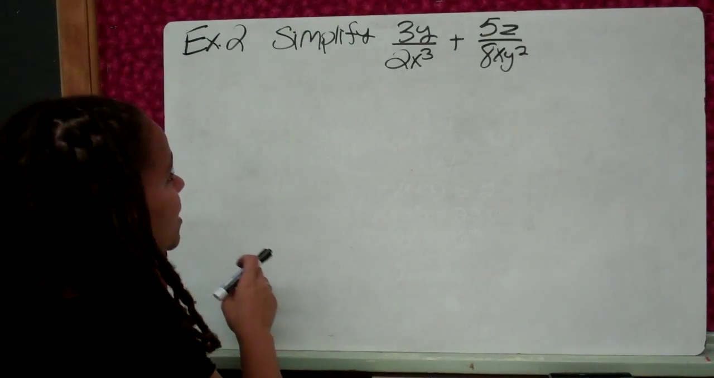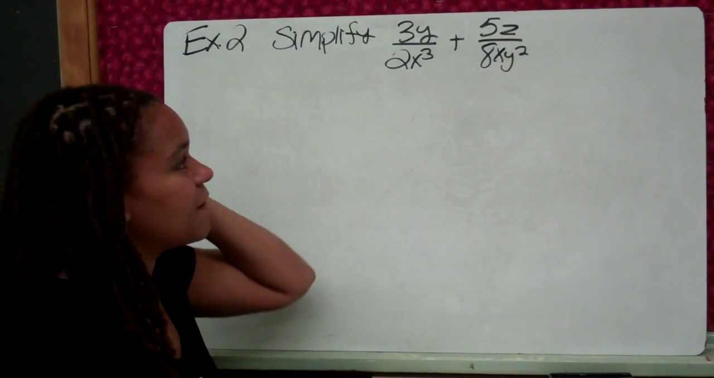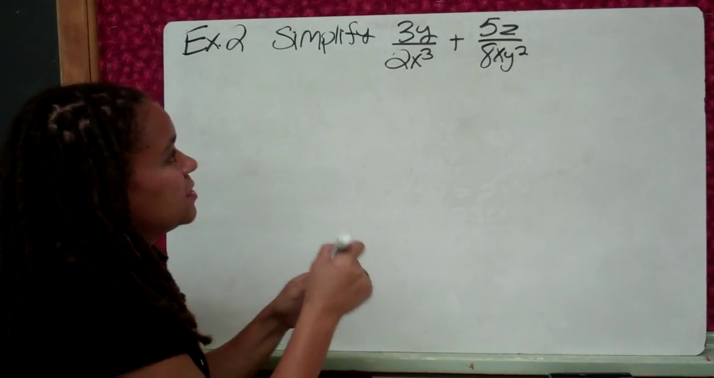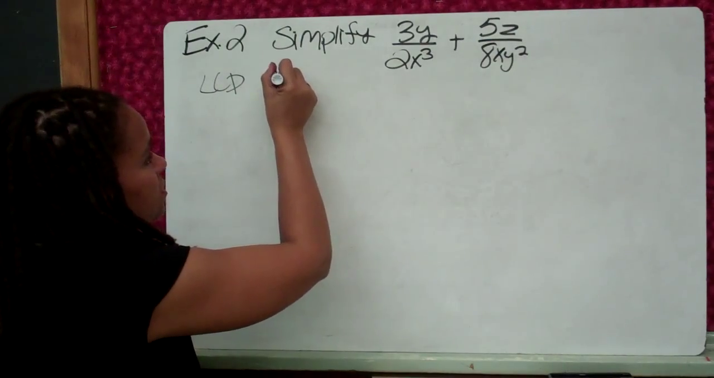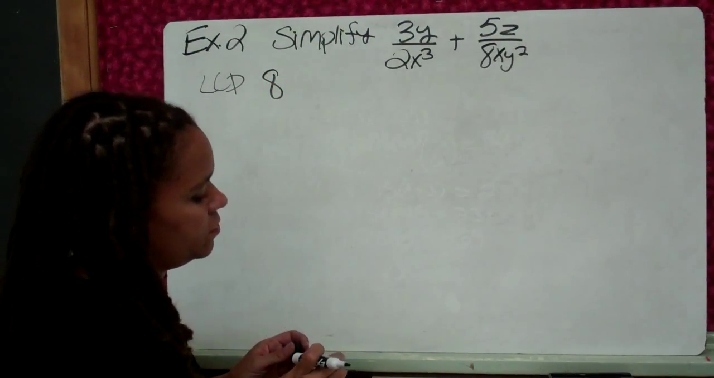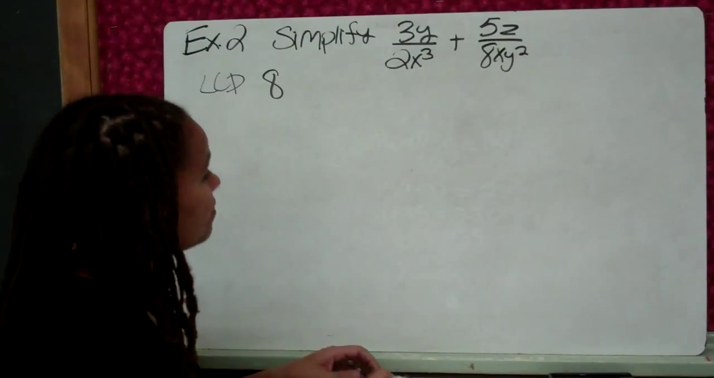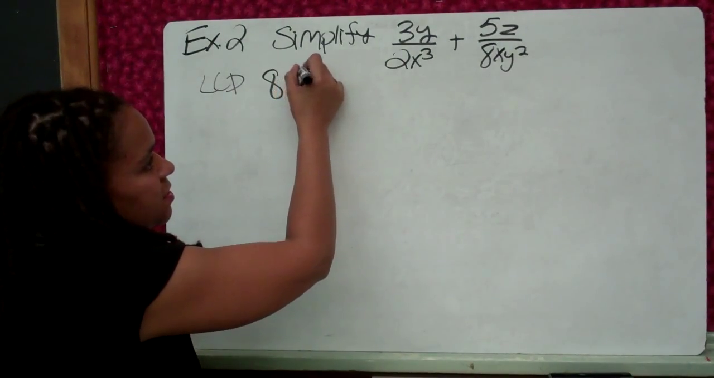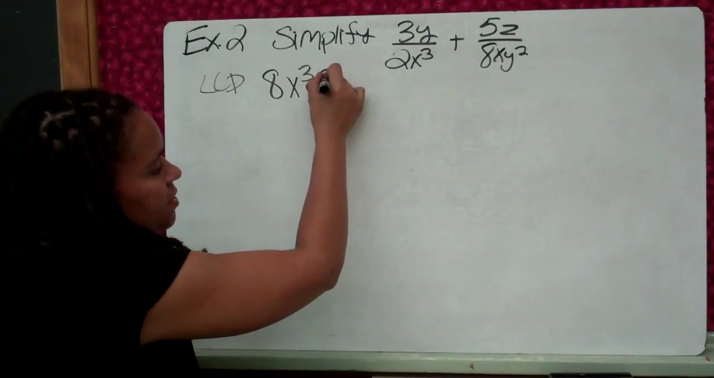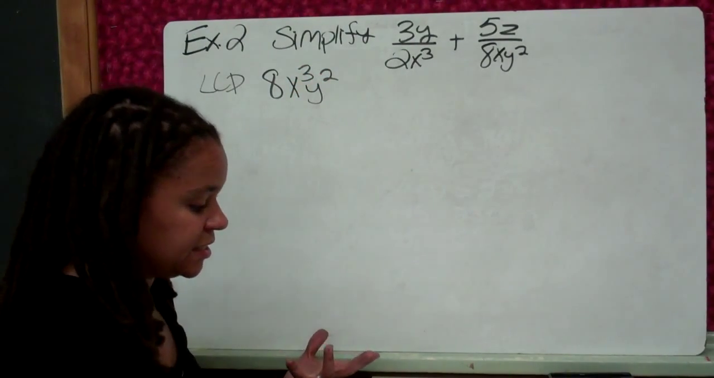All right, we only have one example for this. So let's simplify. Let's look for our LCD. Well, we have 2 and 8. That means the least common number that can go into those two will be 8, of course. And then we have x cubed and y squared. So I have to have at least x cubed, and at least y squared. So this will be our LCD.